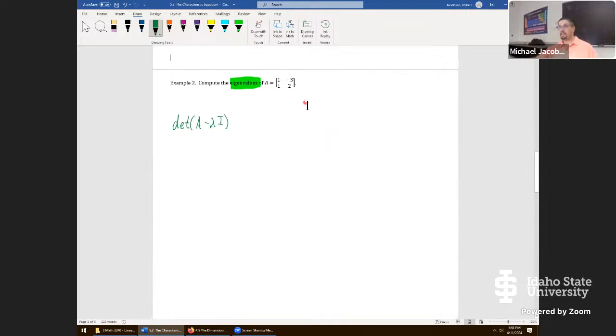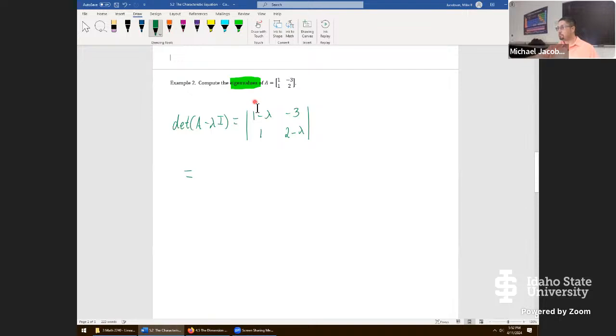Let me zoom in a bit. The determinant of A minus lambda I will then turn into 1 minus lambda, 1, -3, and 2 minus lambda. So that's our key step there: that minus lambda I is just subtracting lambda on the main diagonal. After you get to that stage, we begin to row reduce, or excuse me, calculate the determinant.